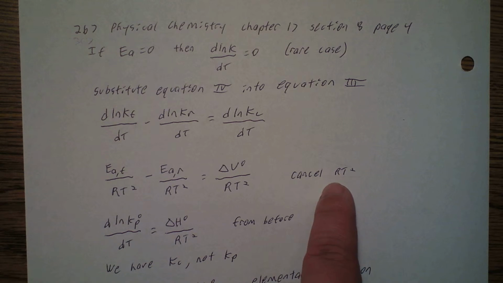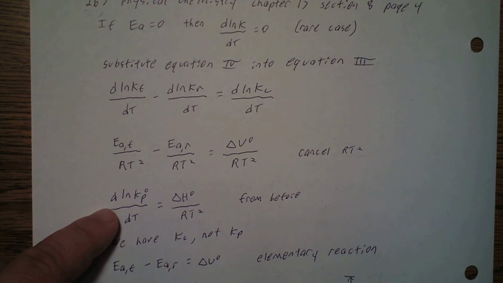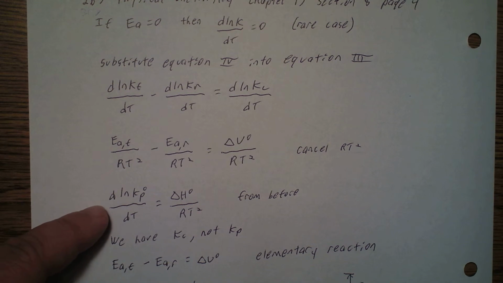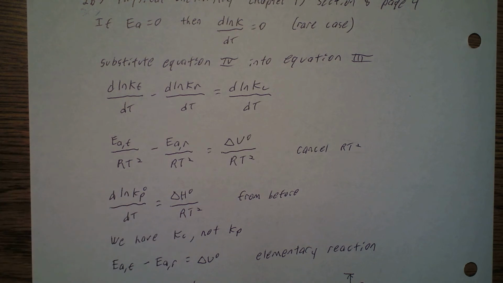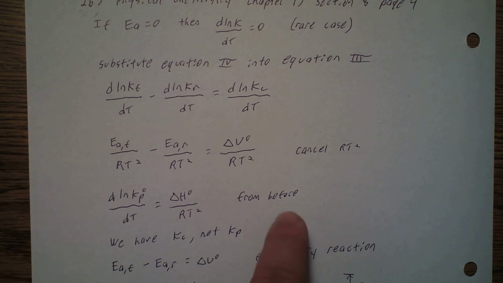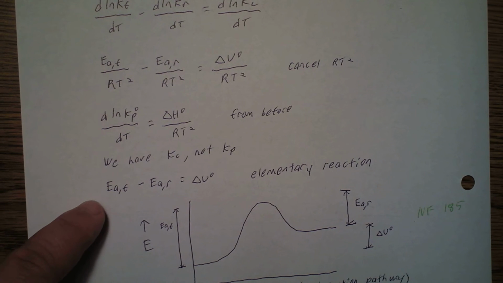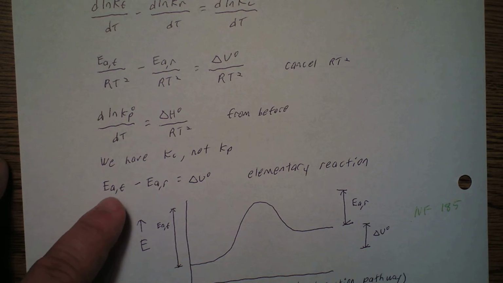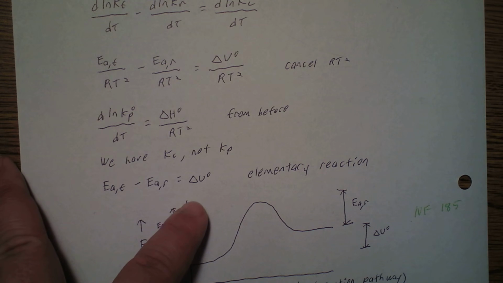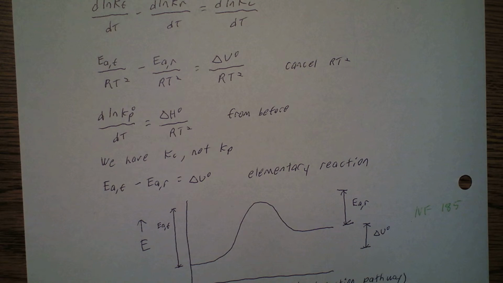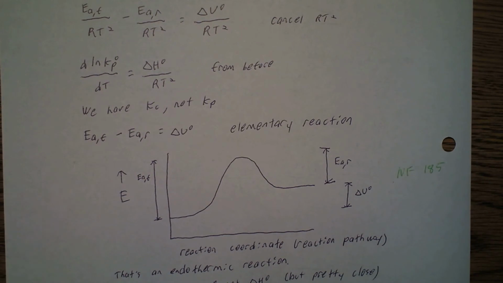Now we can just cancel out the RT squared. So we get the derivative of the natural log of Kp naught, which means standard state, with respect to temperature, is equal to the change in the Helmholtz energy divided by RT squared from before. So we have Kc, but not Kp. So we have the energy of activation forward minus the energy of activation reverse is equal to the change in the energy at the standard state for an elementary reaction.